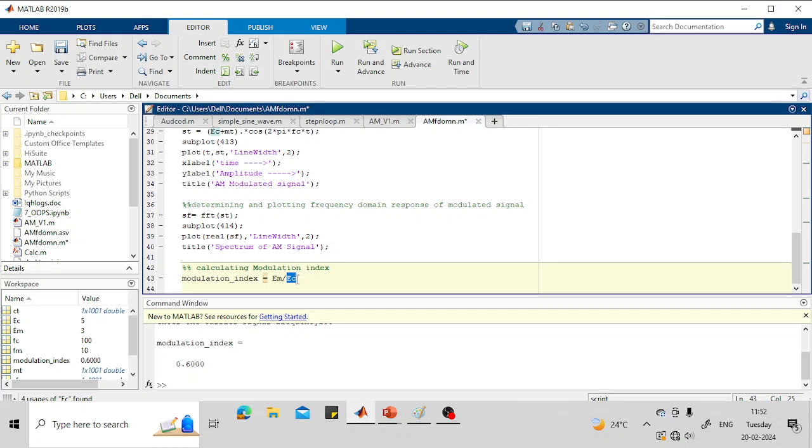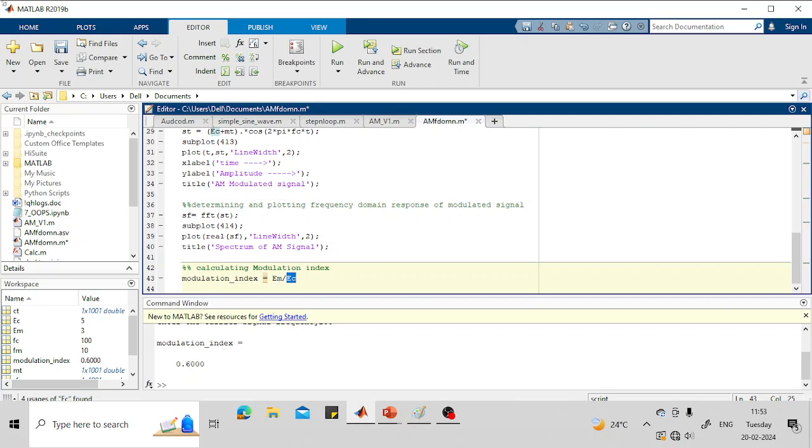Already we know the concept of modulation index: for a better amplitude modulated signal, the modulation index should be less than 1, and we will have different waveforms for different modulation index. We will observe that. I will simulate and let you know. For modulation index less than 1, what will be the waveform? For modulation index more than 1, what will be the waveform? For modulation index equal to 1, what will be the waveform? And even its respective frequency domain analysis we can see.